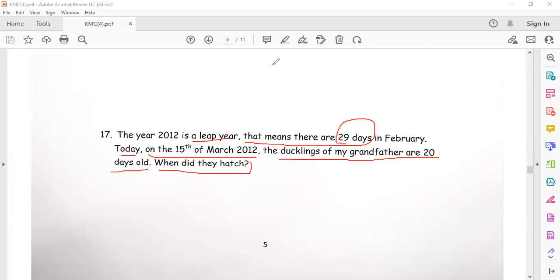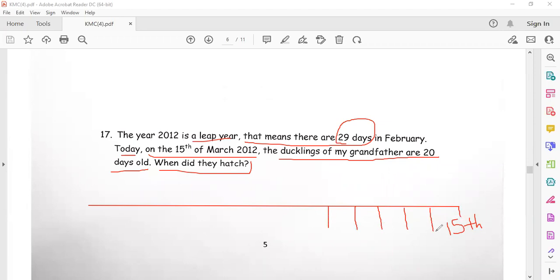Now, in order for you to do this question, draw a timeline. Okay? Draw a timeline and put in your days. All right, so we are going to start at 15th of March. Am I right? 15th of March. Go back one day, 14th, 13th, 12th, 11th, 10th. If you want to write it down also can.